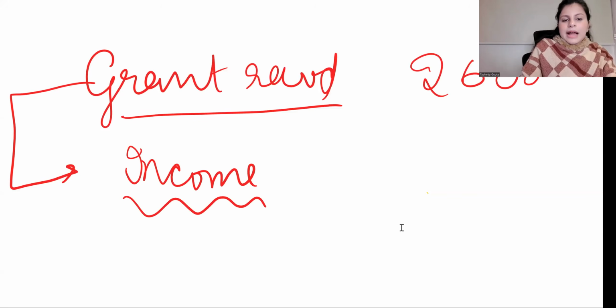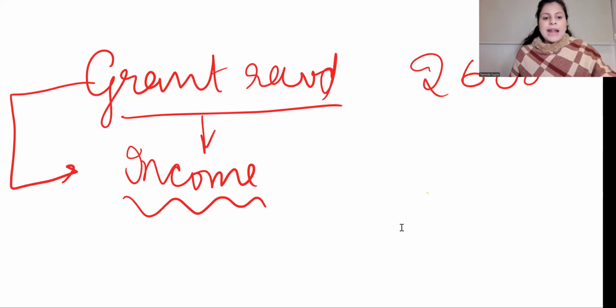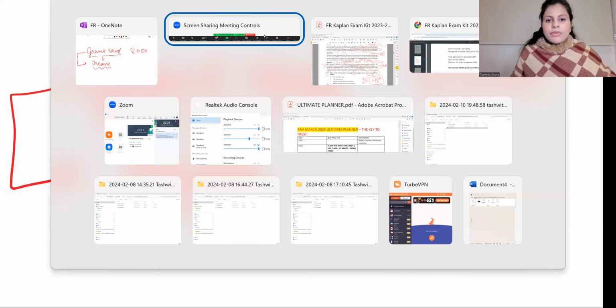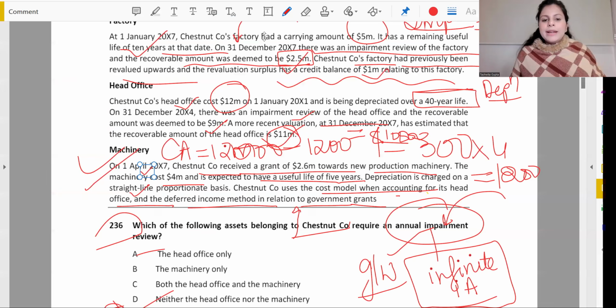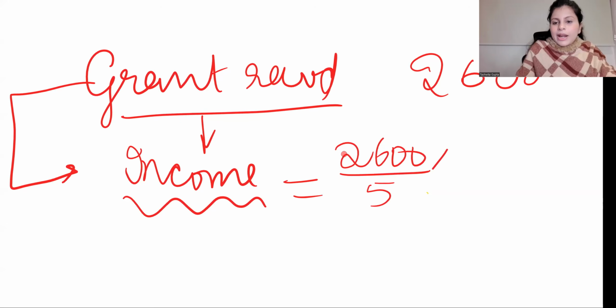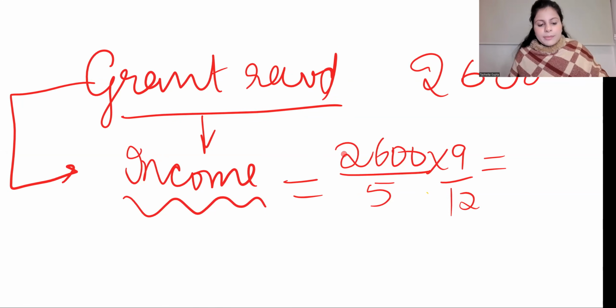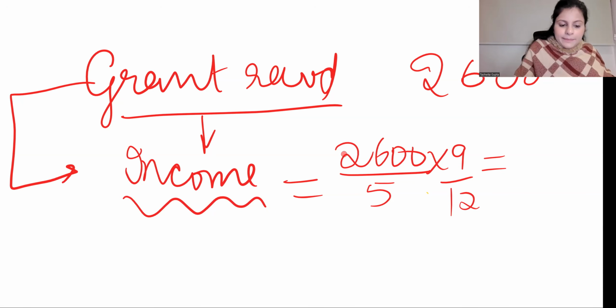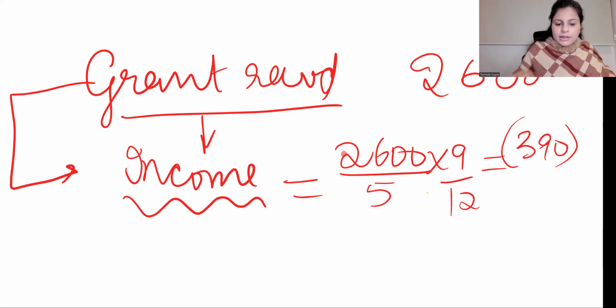For this year, I am going to record at depreciation rate. That's what you do for deferred income approach. You applied the depreciation rate. What is the depreciation life? 5 years. So I will apply 2600 divided by 5 for 9 months. How much income will be reported? 390. This year's income to be reported is 390.